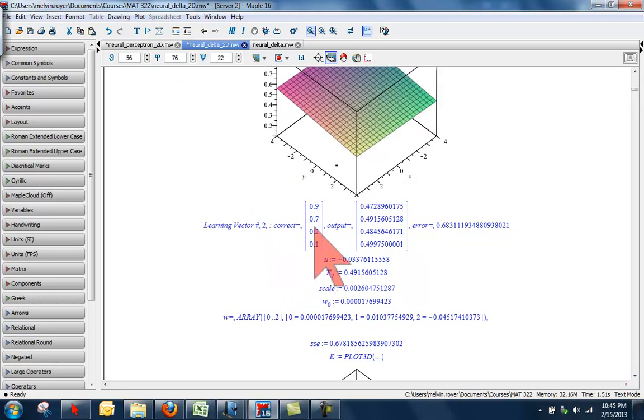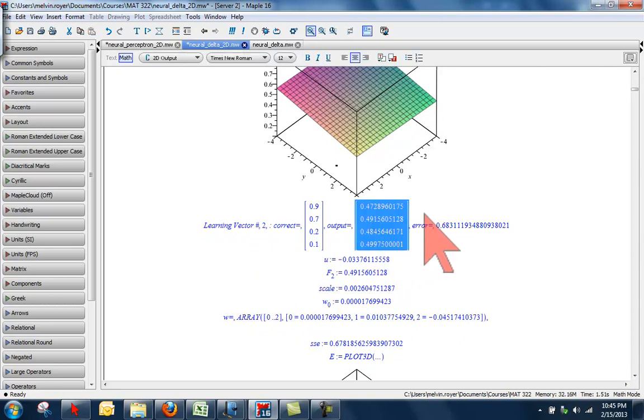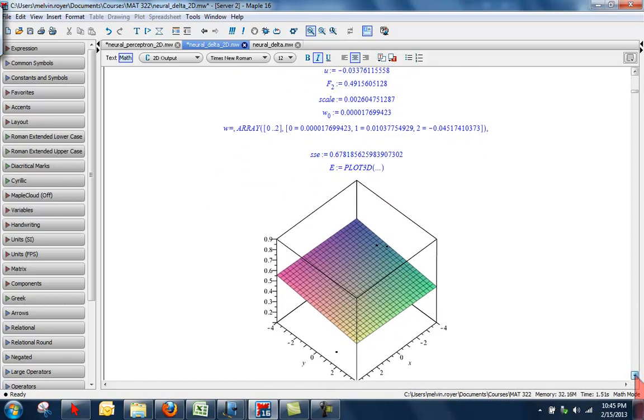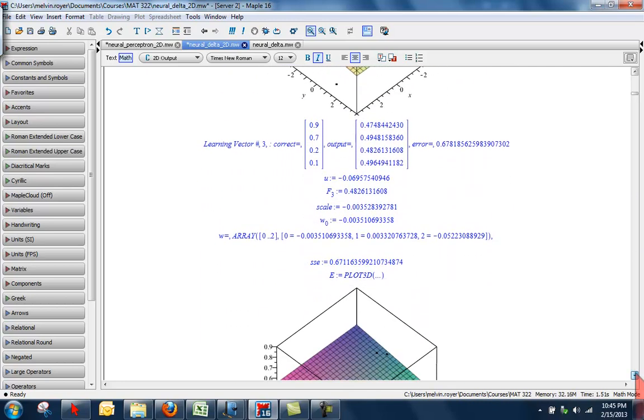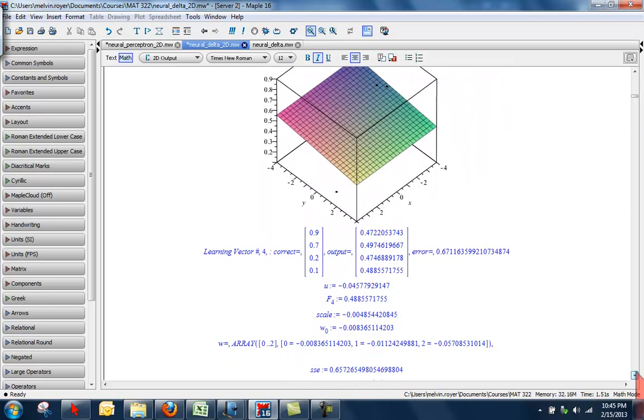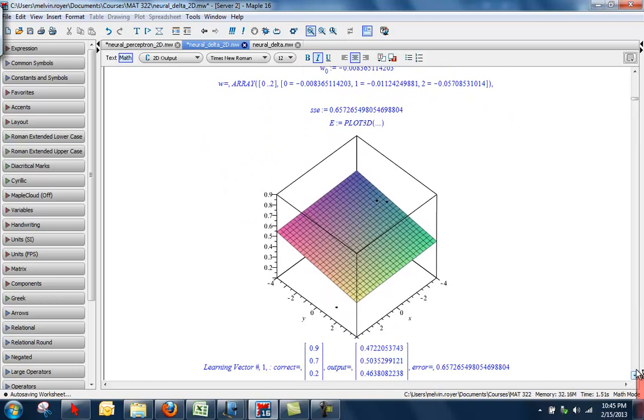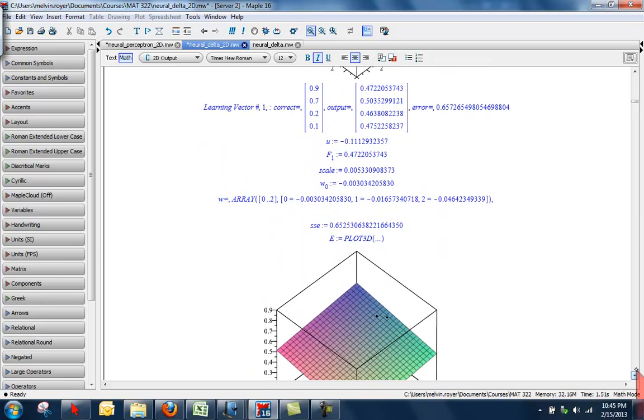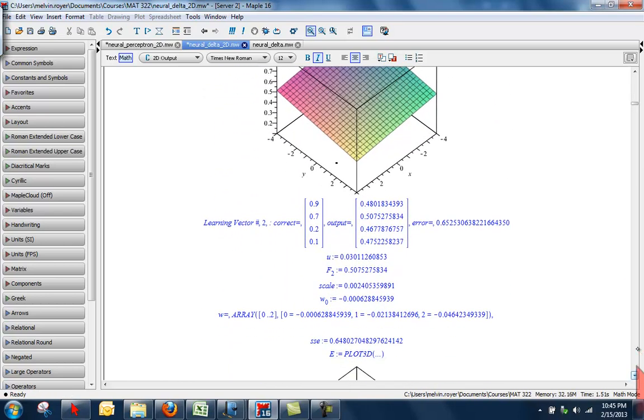And so then we show vector number 2 to the network. The correct answer is 0.7. The network is saying 0.49. There is some learning to be done. The network changes the weights, and the error drops from 0.683 to 0.678. Again, small change, but in the right direction. And you'll notice that if you scroll through these slowly, the error total is going down slowly but surely.